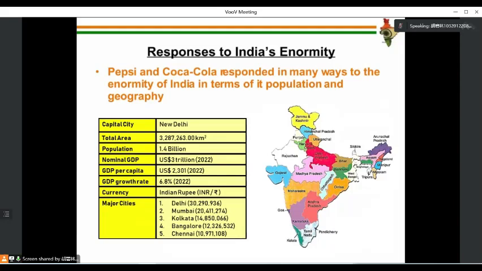cities in India, but I'll only list out 5 major cities, which is New Delhi. Okay, you can see that New Delhi has 30.2 million population in Delhi city, quite huge. And Mumbai is second with 20 million, and then Kolkata, Bangalore, and Chennai.